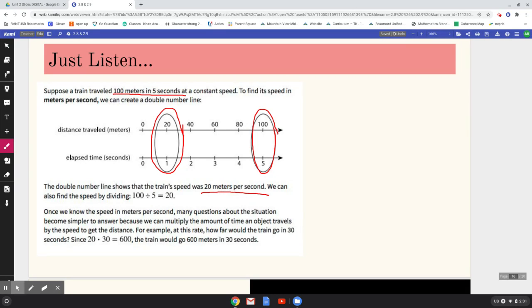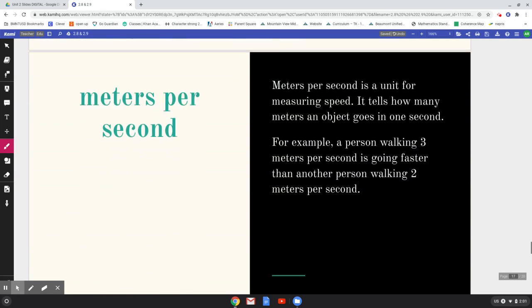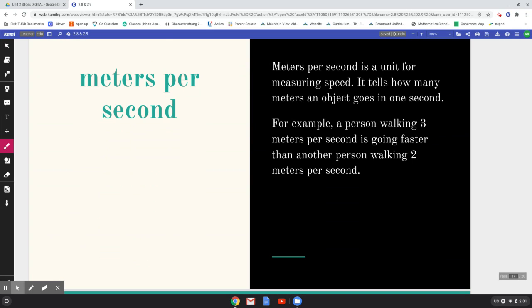That's for 1 second. We can also find the speed by dividing them. I said that. So once we know the speed, we can answer other situations, and we're going to see that in just a minute. So meters per second is a unit for measuring speed. It tells how many meters an object goes in 1 second. So an example, a person walking 3 meters per second is going faster than a person walking 2 meters per second.